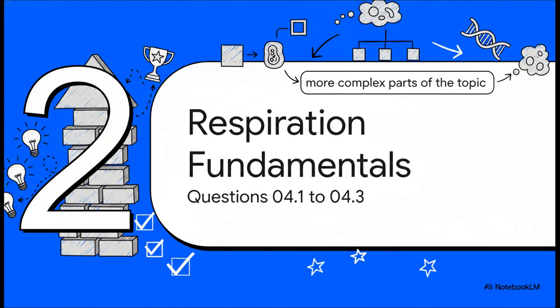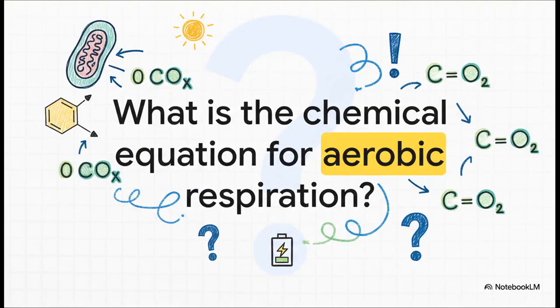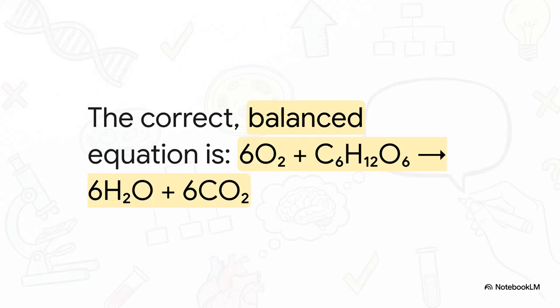We're starting with the basics, right? The fundamental questions. Think of these as the warm-up, the easy points you can bag right away if you really know your stuff. And here it is, question 04.1. A total classic. You've probably seen this a million times. They give you 4 options, and you just have to pick out the right balanced chemical equation for aerobic respiration. Sounds simple, right? And boom, there's the answer, straight from the mark scheme.